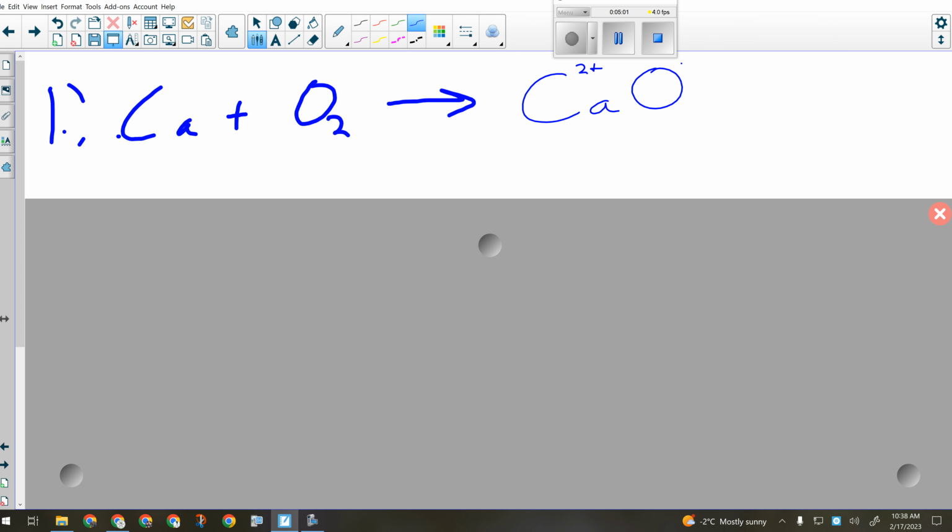Calcium is a 2 plus. Oxygen is a 2 minus. So yes, in fact, that compound is good the way I have it written. All right. Was that very hard?